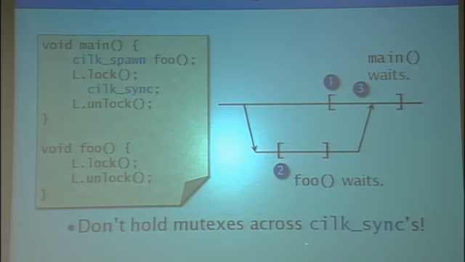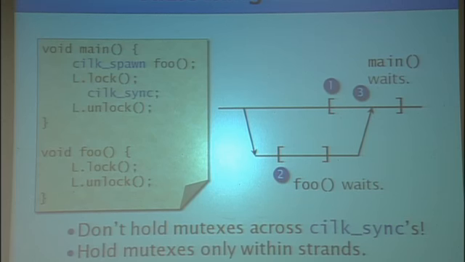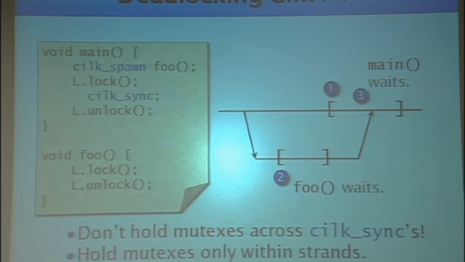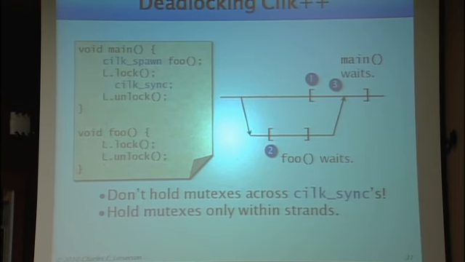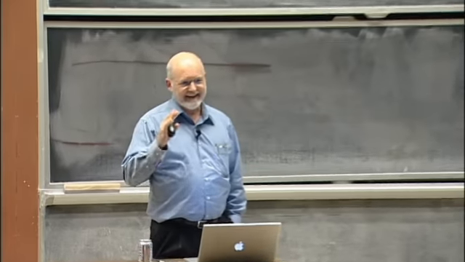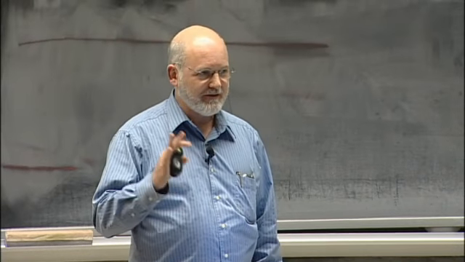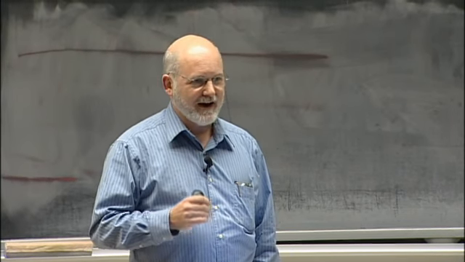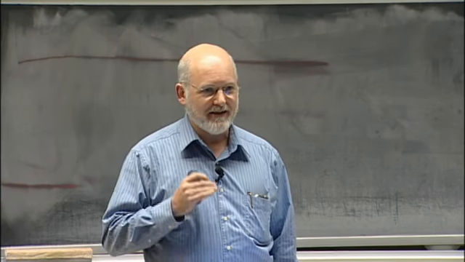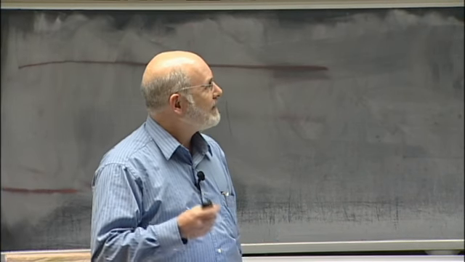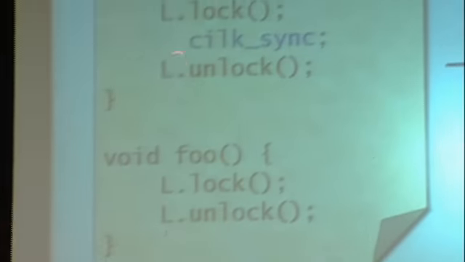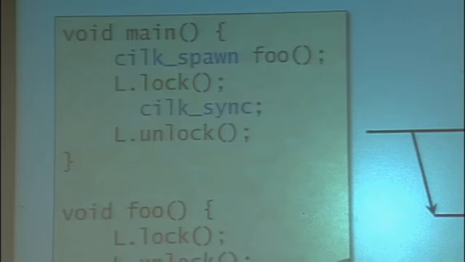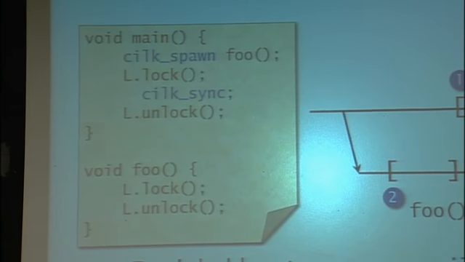Okay, so don't hold mutexes across Cilk syncs. Hold mutexes only within strands, only within serially executing pieces of code. Now, it turns out that you can hold it across syncs and so forth, but you have to be careful. And I'm not going to get into the details of how you can do that. If you want to figure that out on your own, that's fine. And then you're welcome to try to do that without deadlocking something. Okay? Turns out basically if you grab the lock before you do any spawns and then release it after the Cilk sync, you're okay. You're generally in that case okay.